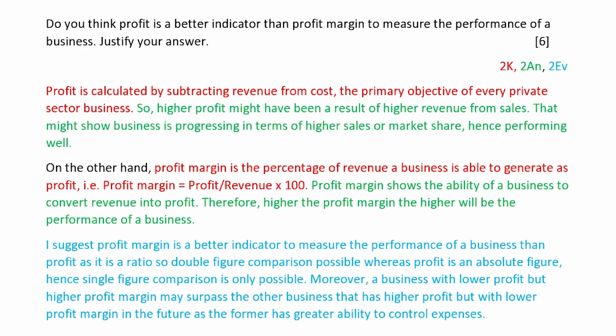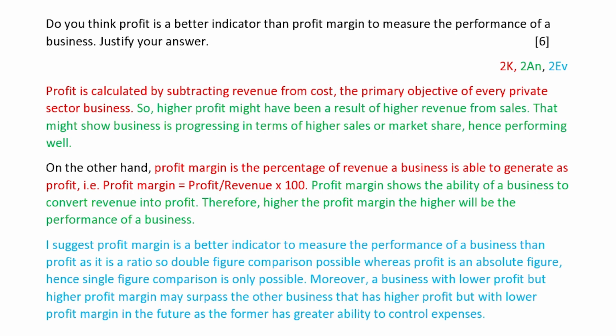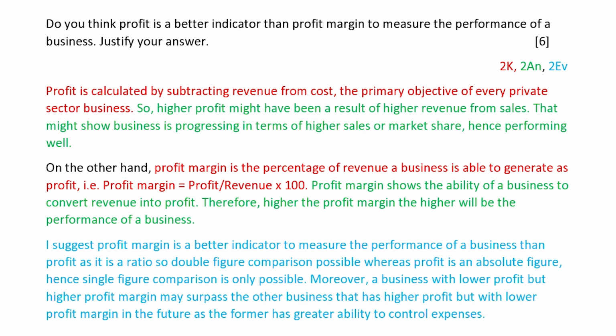Then, profit margin, as it is a ratio, allows double figure comparison. In a ratio, you are actually using revenue and profit to judge the performance of the business, whereas in profit there is only one figure. So obviously two figures are better than one figure to judge the performance of the business, and that is what I wrote. Whereas profit is an absolute figure, hence only single figure comparison is possible. Moreover, this is one argument in favor of my option, and then I gave another argument in favor of my option.